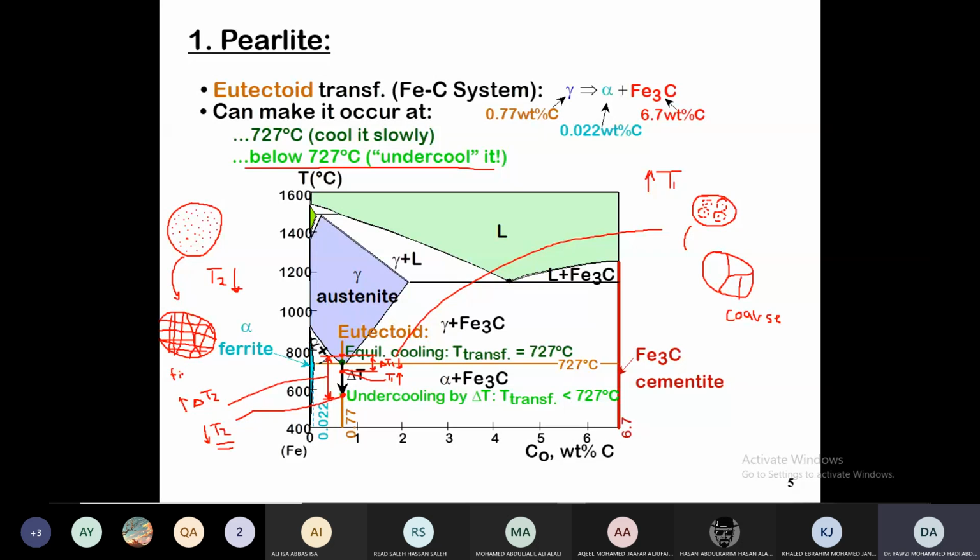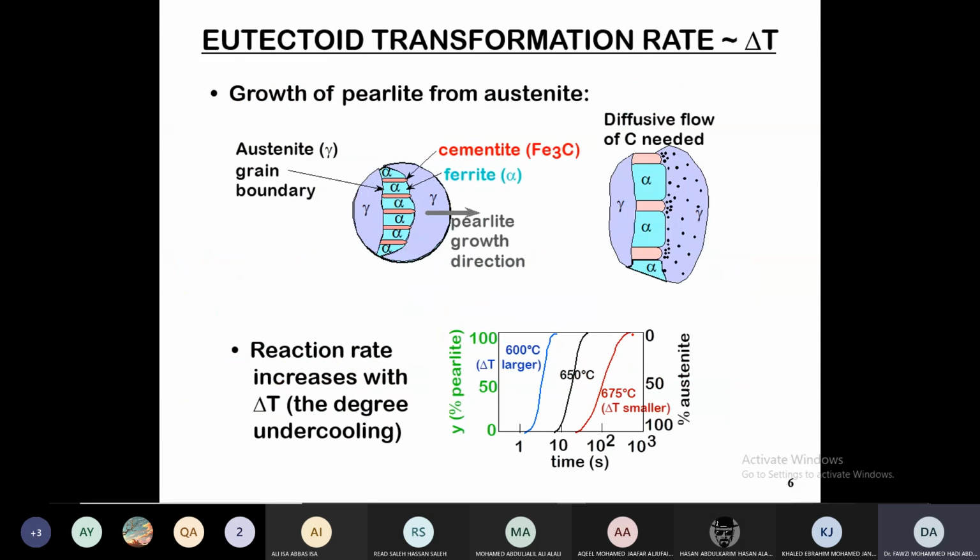You could see we can therefore control the type of pearlitic structure that we are having. We could produce a fine microstructure and a coarse microstructure. And of course, do they have the same mechanical properties? Obviously not. We will be talking about this next lecture.